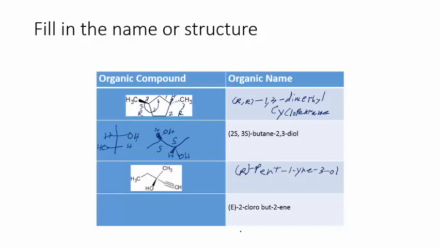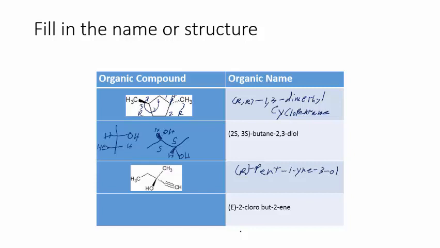I also know that this is not meso, because the two chiral centers are the same. If the oxygen on the second one were on this side where the hydrogen is, you could draw a plane of symmetry right across that and you'd have a meso compound.